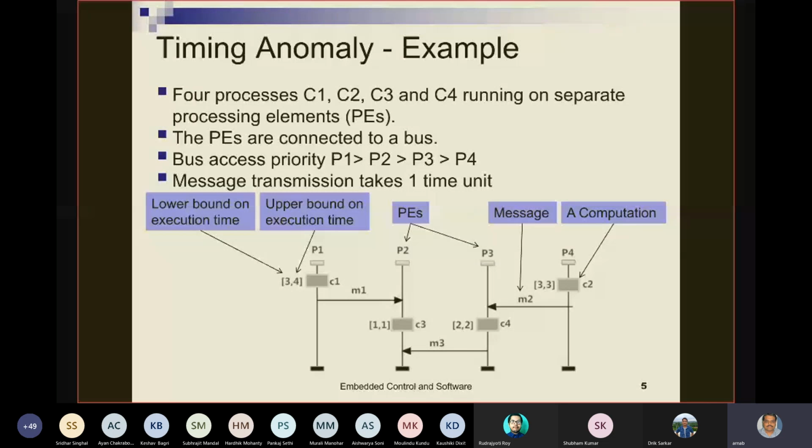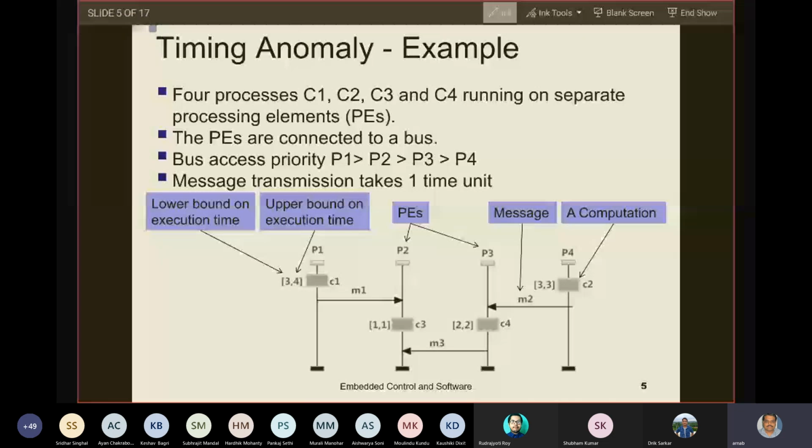As a small example, let us consider four processes C1, C2, C3, C4 on four processing elements. For simplicity, I have separate processing elements for each of these computations. And they are connected to a single bus.